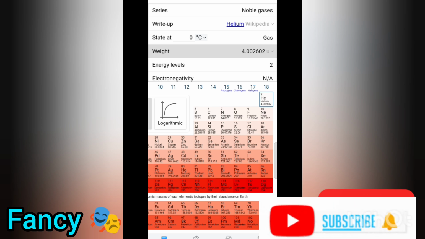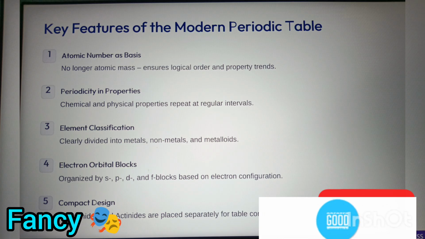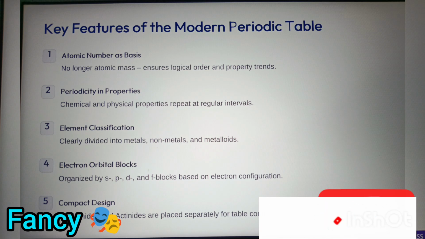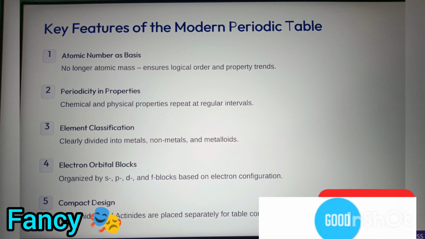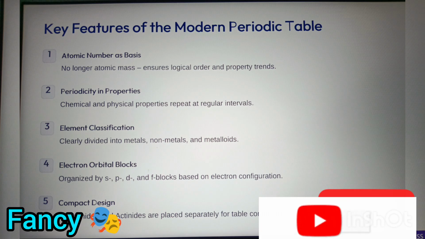That's about the groups, children. So, what are the key features of the modern periodic table? The first is that all the elements are arranged based on their atomic number. The second is that chemical and physical properties recur at regular intervals. The elements are clearly classified into metals, metalloids, and non-metals. The elements are also arranged based on their orbitals, that is s block, p block, d block, and f block elements, based on the electrons present in the valence shell. And finally, there is a compact design, in which the inner transition elements have been given a compact place in the modern periodic table.